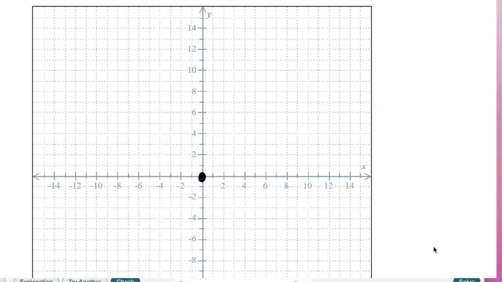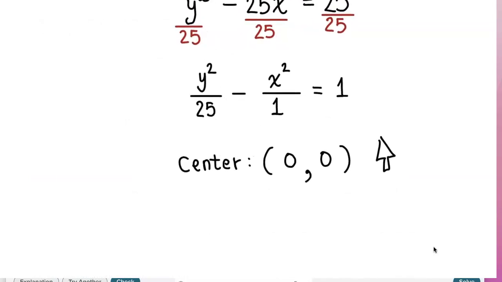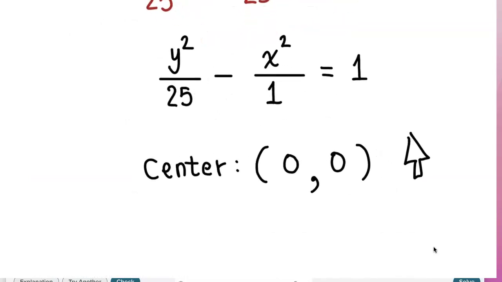You will now need to go find the vertex. Ready? To find the vertex, look for the bigger number in the denominator. What's the bigger number? Well, 25 is bigger, right? So what that tells us is that we will need to go square root of 25, which is 5, up or down from the center.